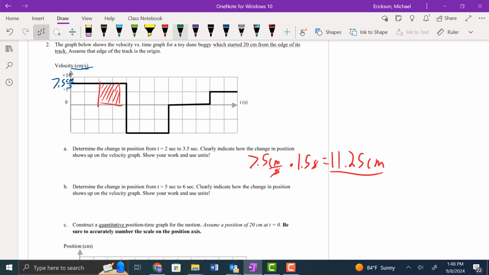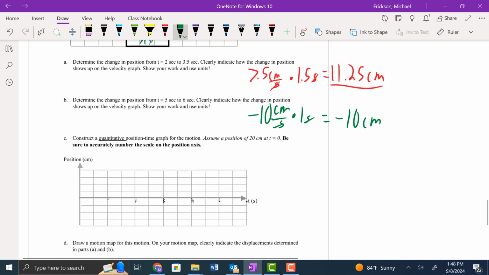Now they want it from 5 to 6. So this one's not too hard. The only thing you need to remember is that it's negative 10 centimeters per second times 1 second. You'll get negative 10 centimeters.